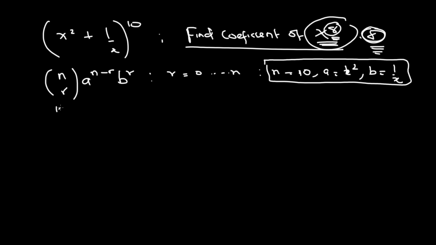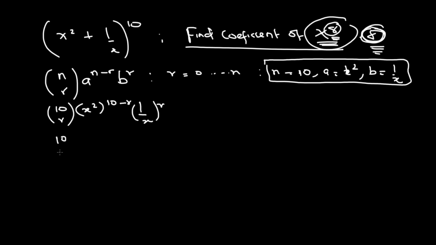So here we're saying that it will be 10Cr, because we don't know what r is, right? So we need to find r. And a is x squared, so we're going to say (x squared). And then n we said is 10, so 10 minus r. And then b is (1 over x) to the power r, like that. Right, so now we have something that we can work with. Again, we're not ready to say that it's equal to 8. So this is why we need to be careful.